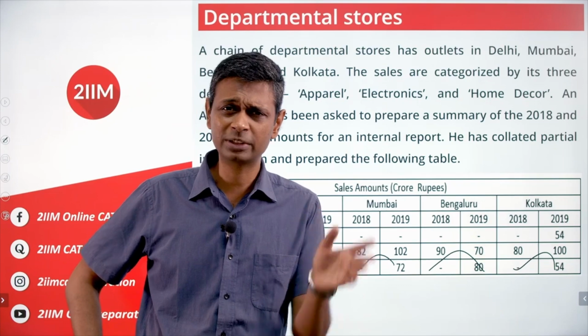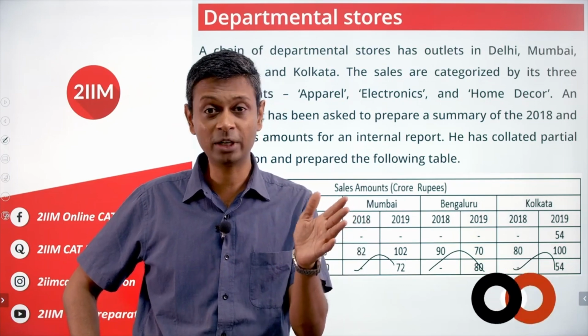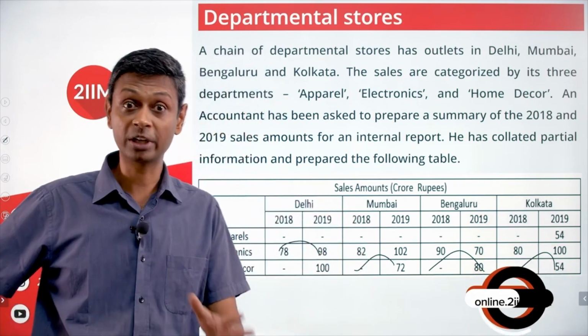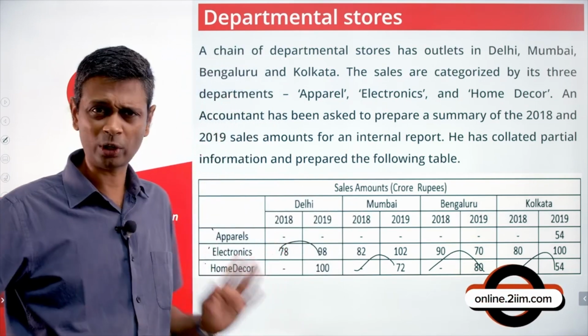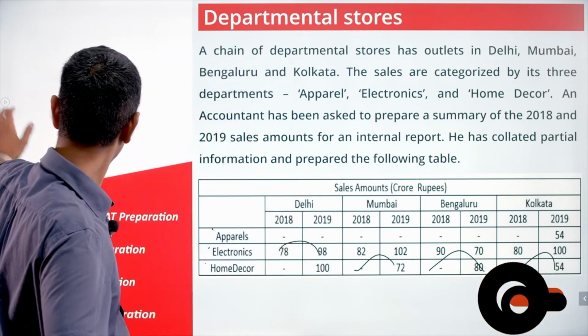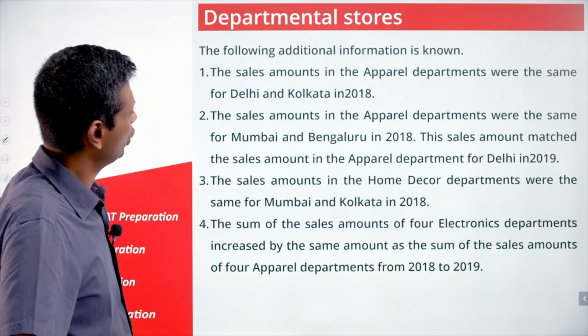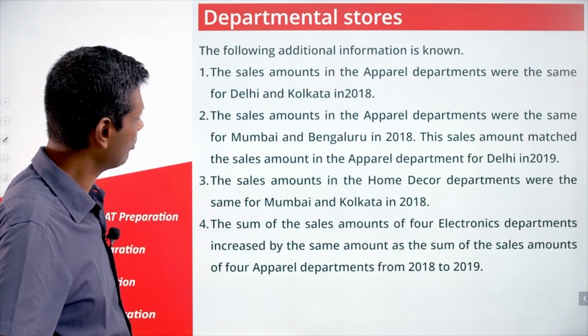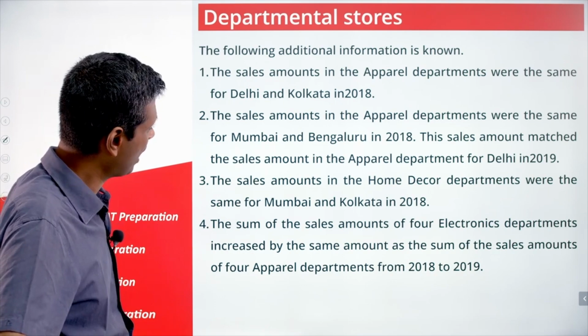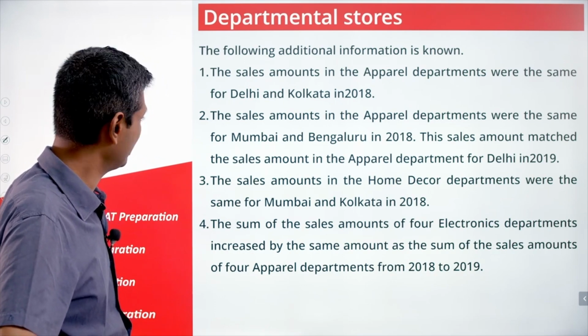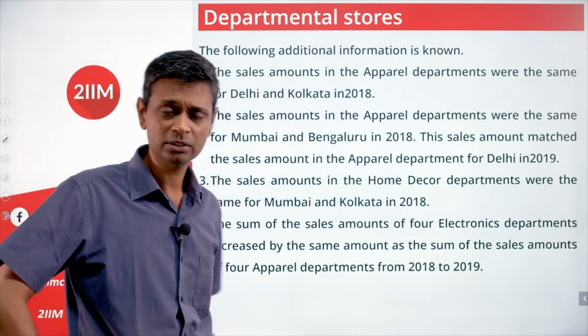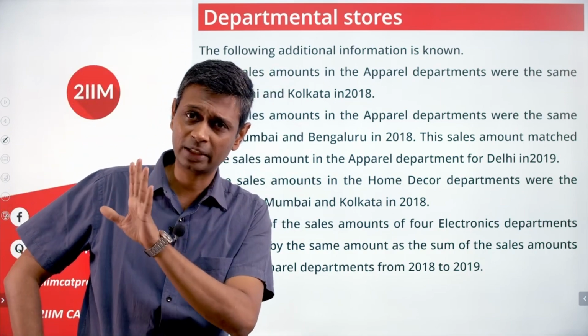I'm very comfortable with percentage growth, this and that, and putting some variable in. So if I find a set like this, I'm jumping in. And partial information is totally my thing. And let's look at this. And then the following additional information is given. Sales amounts in apparel were the same in Delhi and Kolkata. In apparel were the same for Mumbai and Bengaluru, etc. I can't keep all of this in my head. I'm going to draw the table and go one by one and attack this.